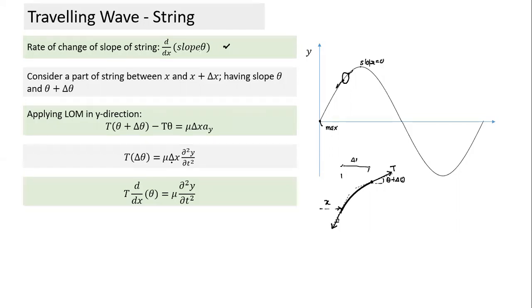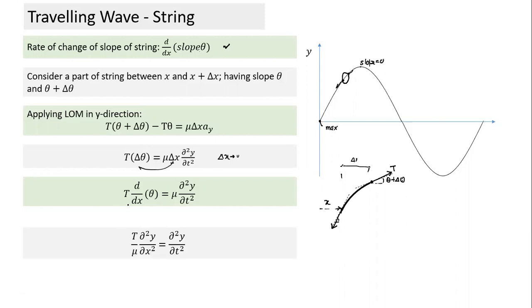So if this length delta x is small, I bring this delta x here. So the denominator delta x becomes T into d theta by dx, a very small value. Again, I'm assuming delta x is tending to 0. So this term is brought here, and this is the expression we get. And what is theta? Theta is nothing but dy by dx.